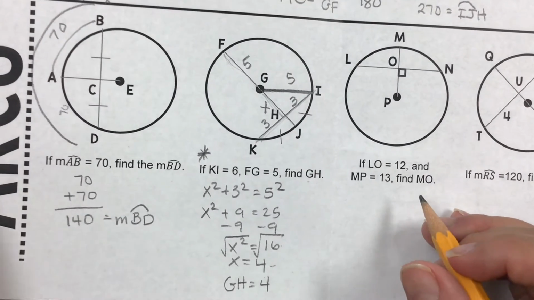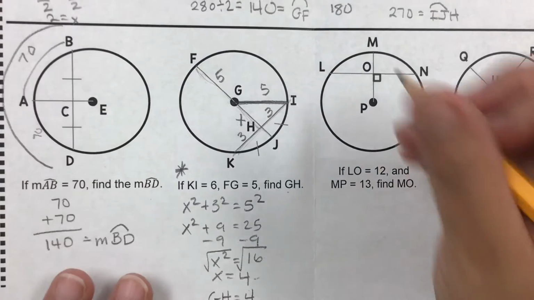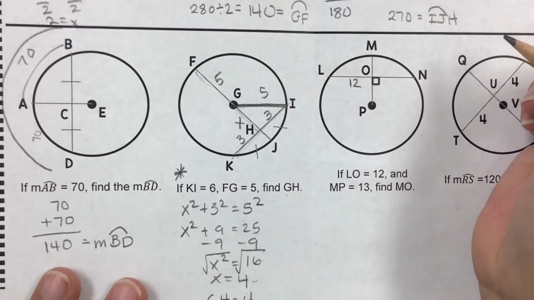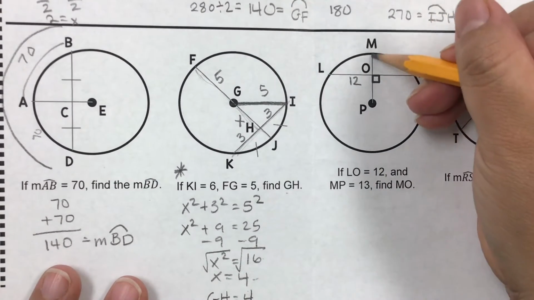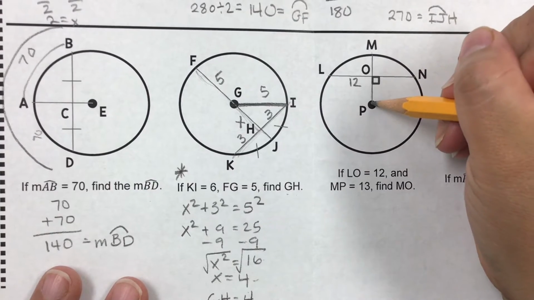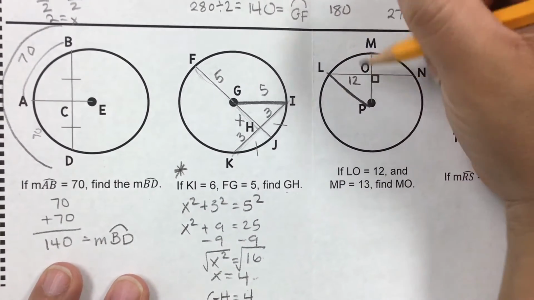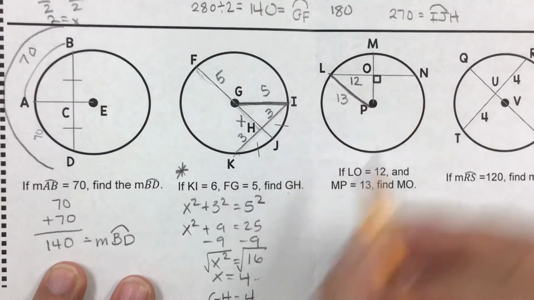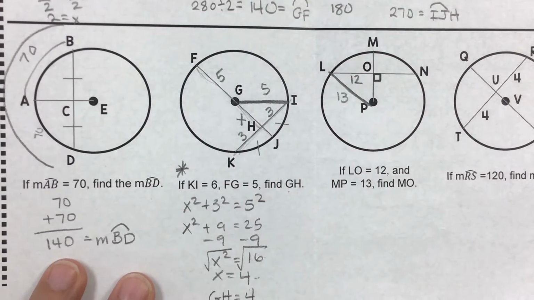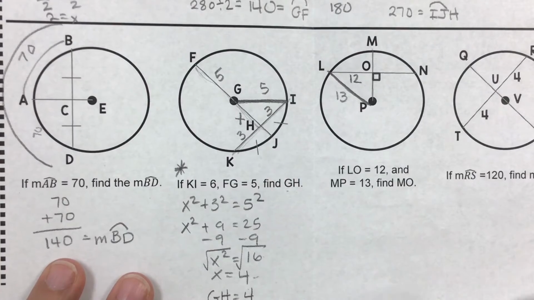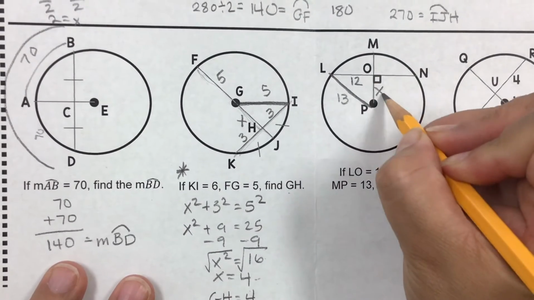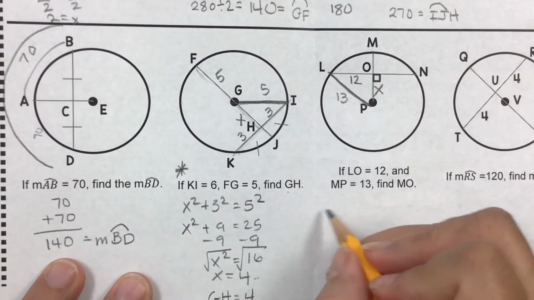Let's take a look at the next one. LO is 12. MP, this radius, is 13. That means that this radius is also 13. Why does that matter? We can do the Pythagorean Theorem and solve for this little length right here.